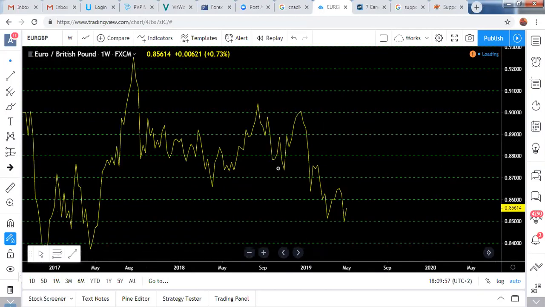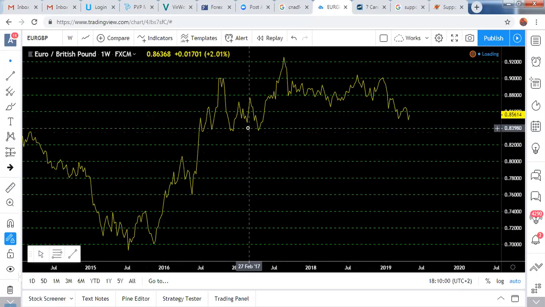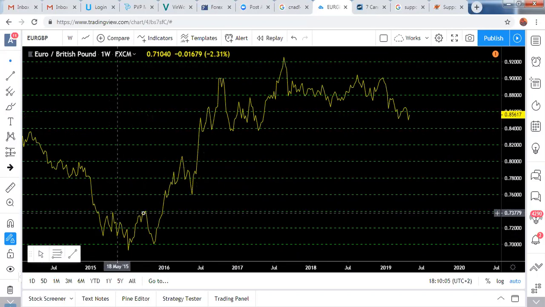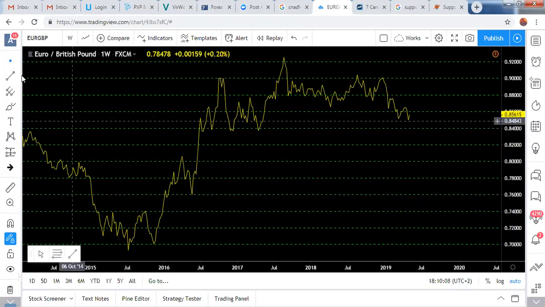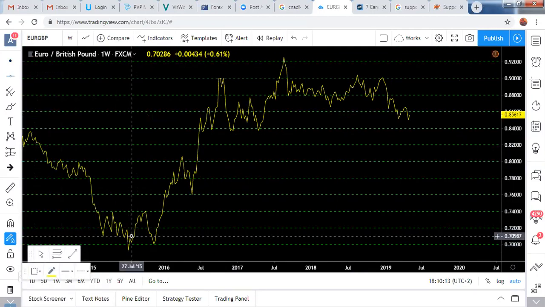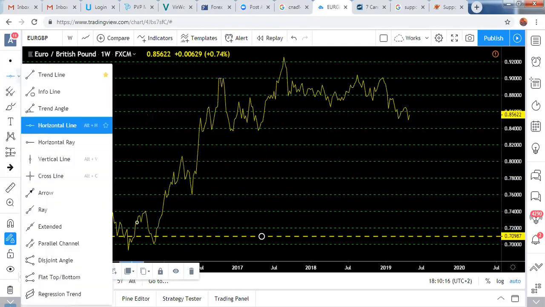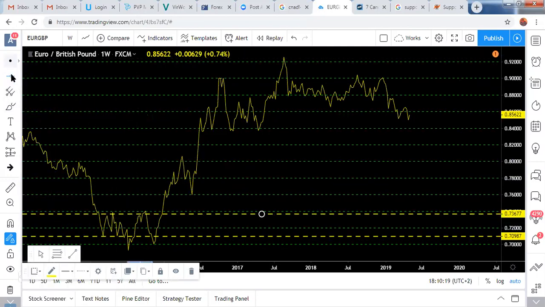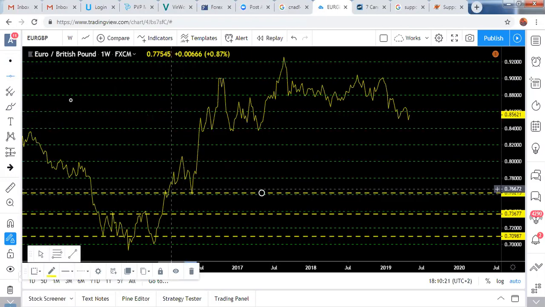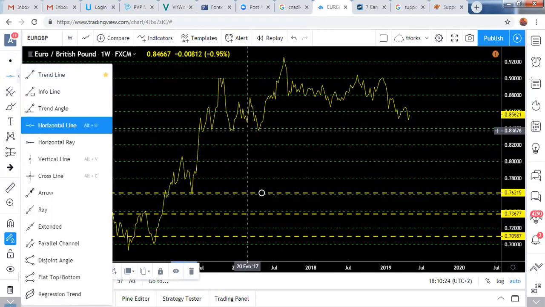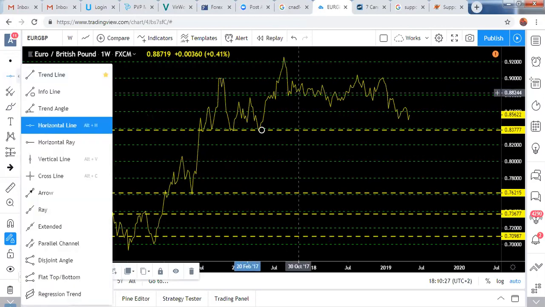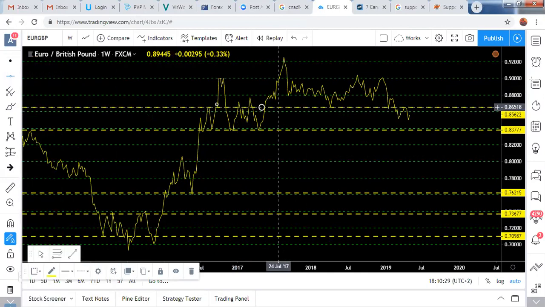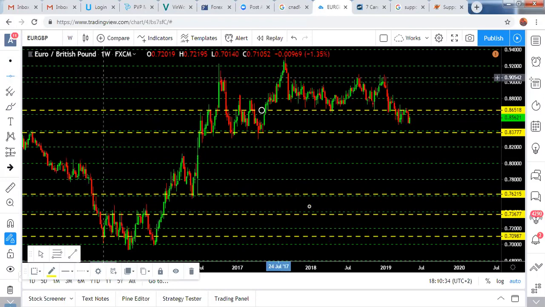Once you put it on the weekly time frame, it begins to make sense to you. You see that there are some levels where price is always coming to touch. Let me pick out some of those levels. I can pick out this level. This is a level that price has touched several times. I can also pick out this level. I can also pick out this level. I can also pick out this level. So once you pick out the levels, you can now change your chart to a candlestick chart.